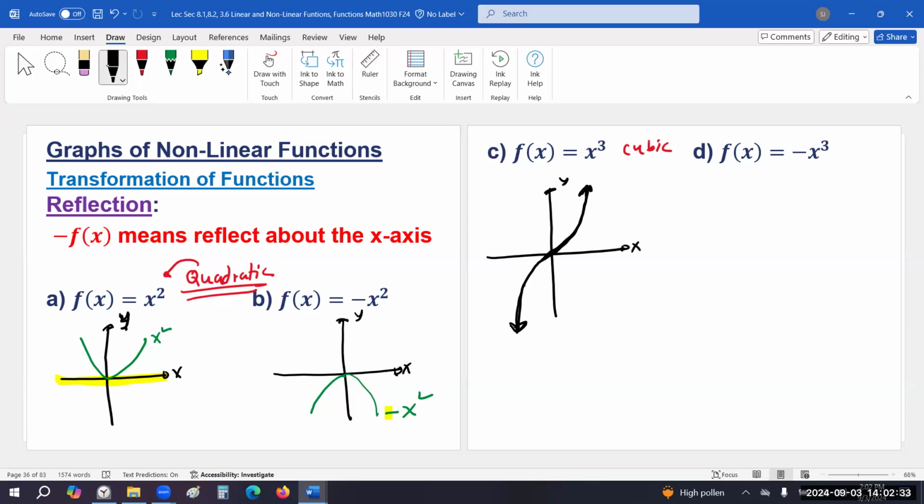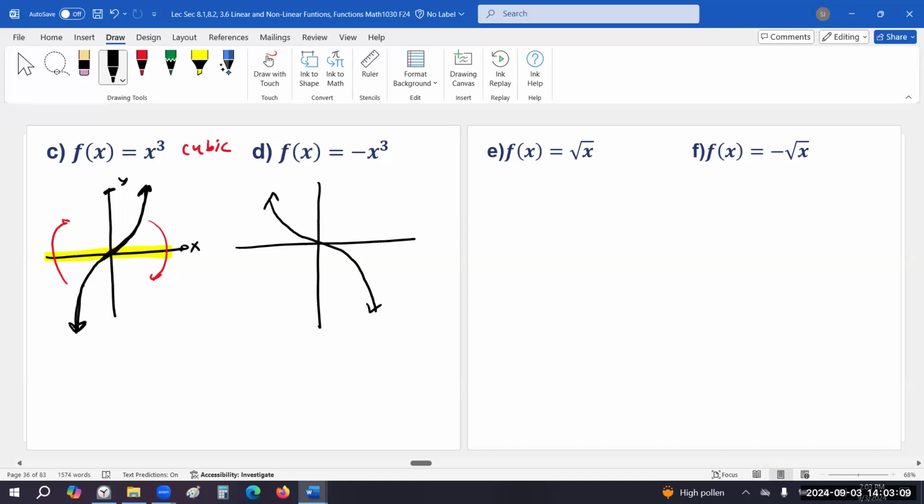Now its reflection, if this is your mirror, it says put this part here and this part there. So negative x cubed has this shape. The left is going up, the right is going down. You have to memorize all these shapes, okay? X cubed is the original, this. That's reflected x cubed, which is negative x cubed, the other one.